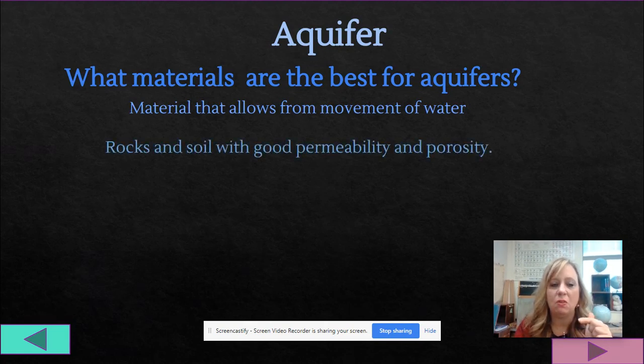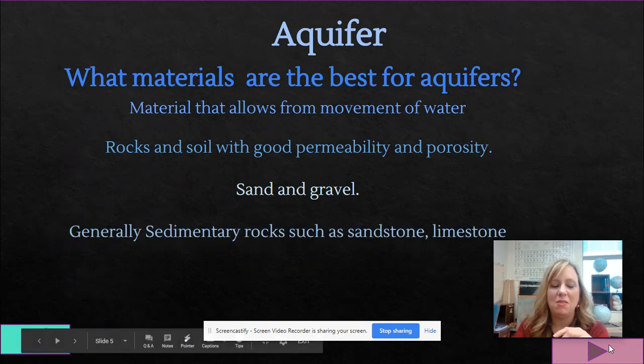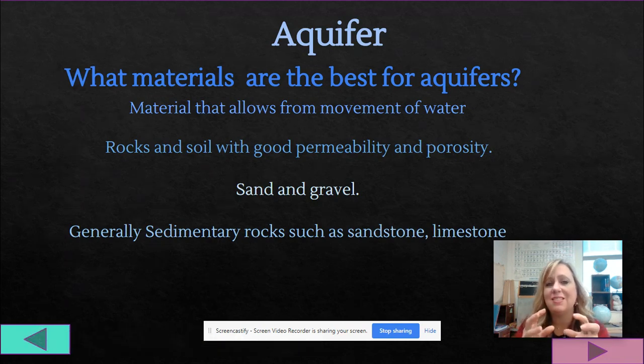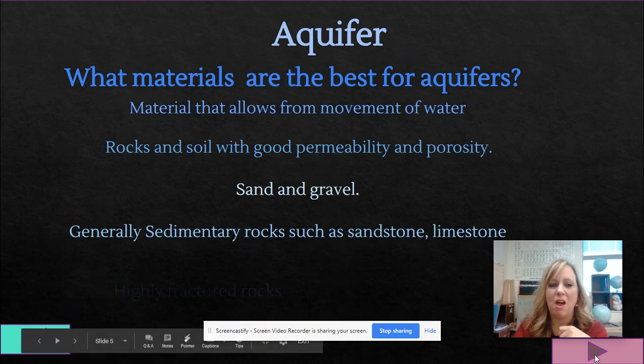So rocks and soil with good permeability and porosity are good choices. They allow the water to flow and move through it, flow into it, and eventually flow out of it. Sand and gravel are great aquifers. They allow the water to move easily through it. Other materials are generally sedimentary rocks such as sandstone and limestone. We say generally because most of the time these rocks are made by compression and compaction of materials, so they're not overly condensed or overly squeezed together, and there are natural spaces occurring between the rocks.